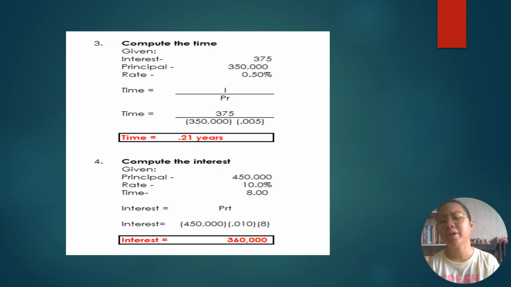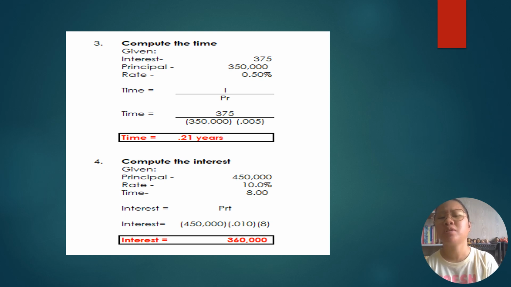Now for number 3, let's compute the time using the formula time equals interest over principal times rate. The given information are interest 375, principal 350,000, and rate which is 0.50%. Now let's substitute the formula with the given information. So time equals 375 over 350,000 times 0.005. So the time is 0.21 years.